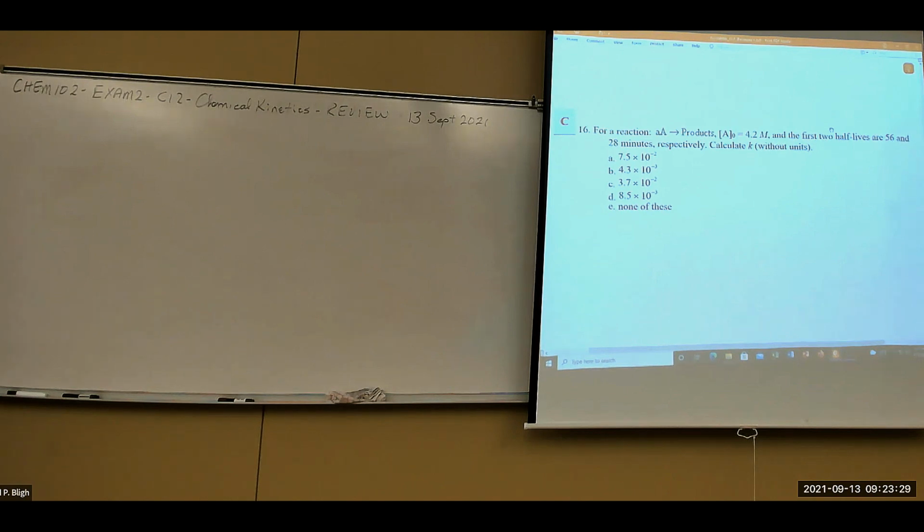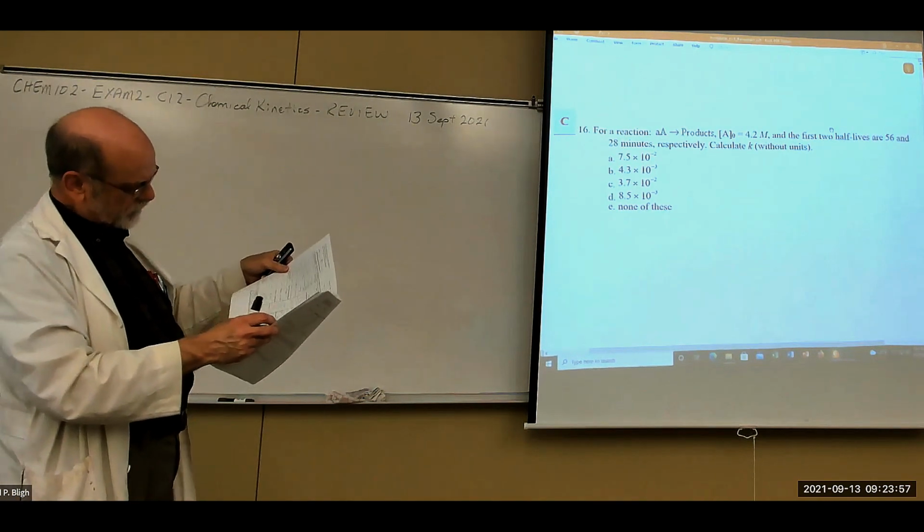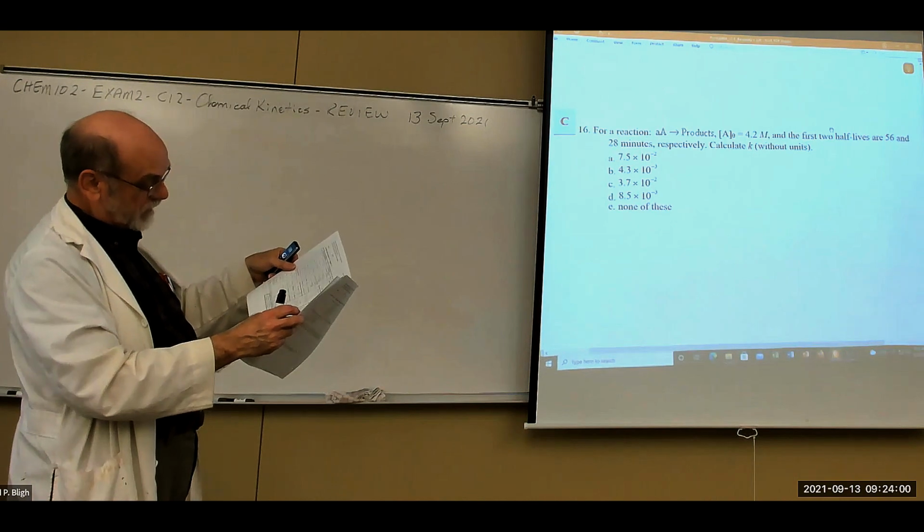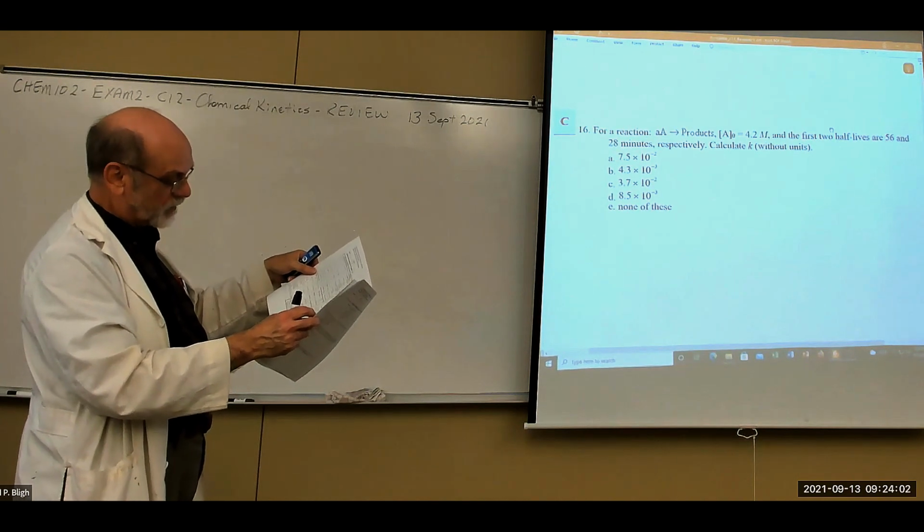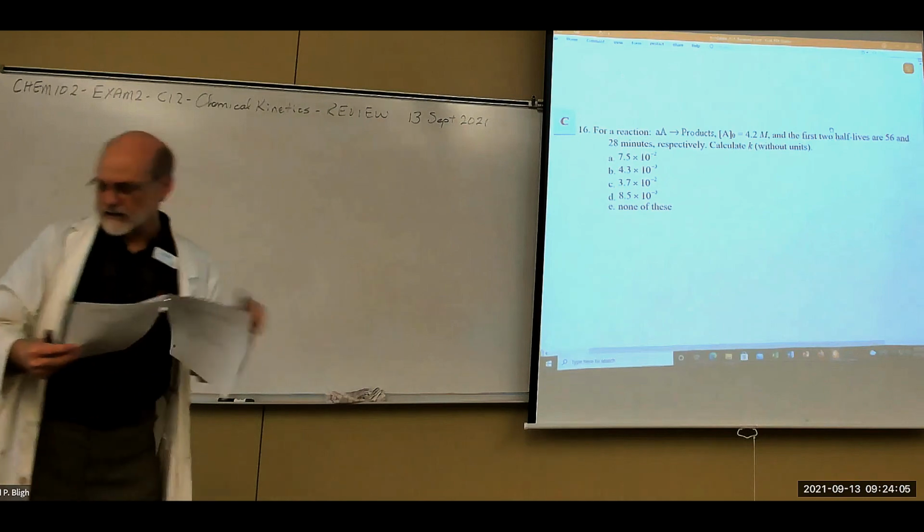Okay, if I tell you that it's first order, we're using the integrated rate law. That's what we're doing, and that's in your useful information. Look back here. For a first order, the integrated rate law is the natural log of A equals minus KT plus the natural log of A0. That's what I would do.